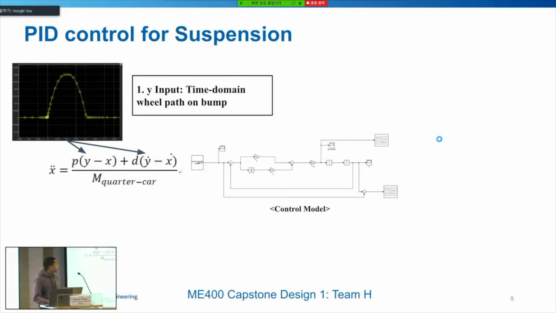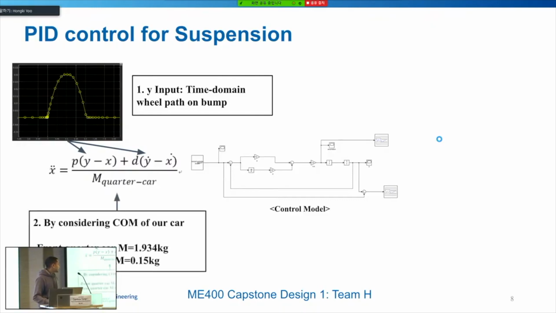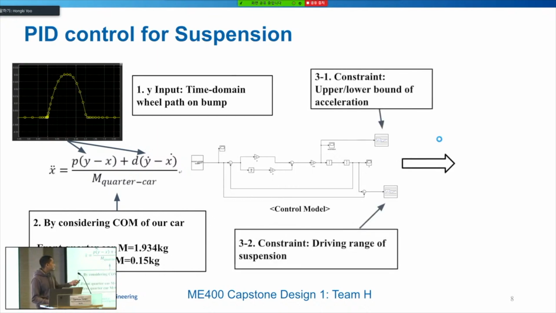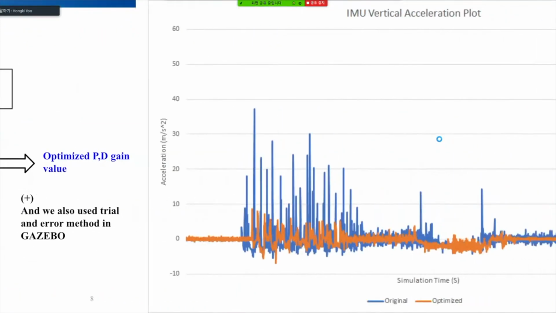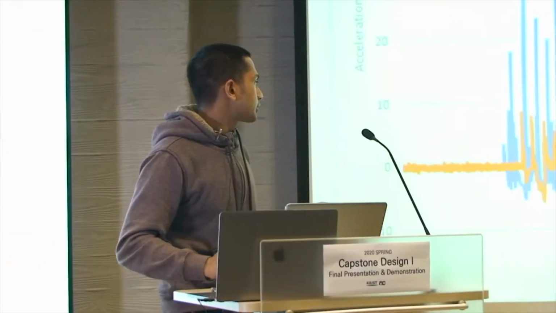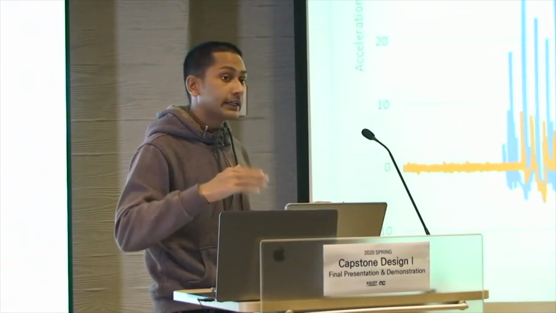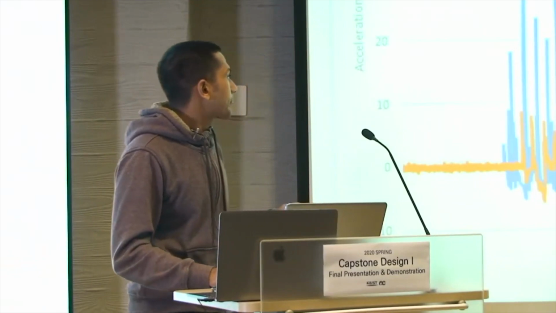And the Y input was the time domain for the wheel path on bump. We added center of mass considerations, and into the model we added constraints like maximum allowable acceleration and also maximum allowable displacement. And these are the optimized values that we got, which we added in Gazebo. And after more fine tuning, this is our result. We managed to bring down the vibration by some extent.